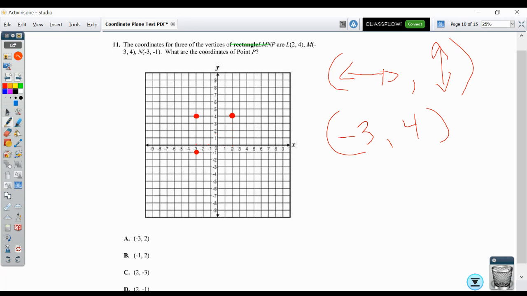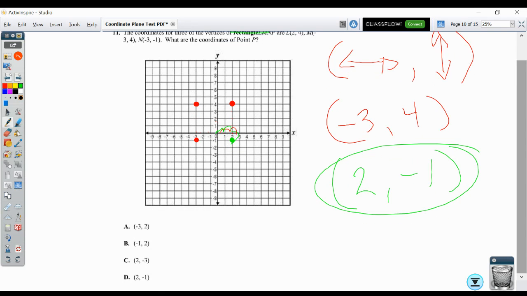So if I go back, it says, where's the next point? And we know that it's a rectangle. Well, it's going to be here. So we just have to figure out, what is that called? That's called 1, 2. Let's do it in green. 1, 2, and then -1. So we went +2 and then we went -1. So my answer is 2, -1. So that's B.